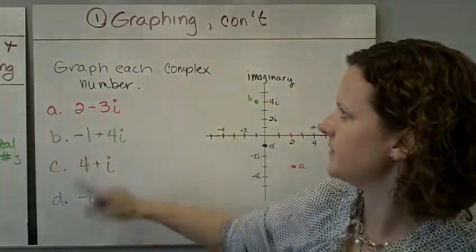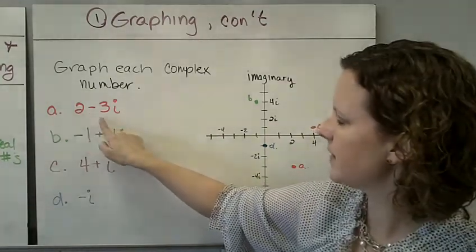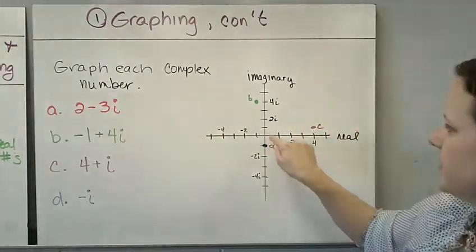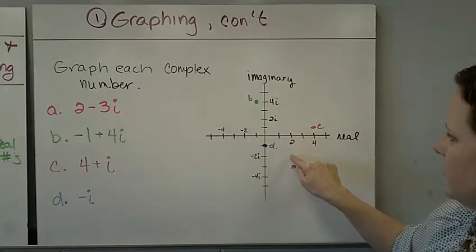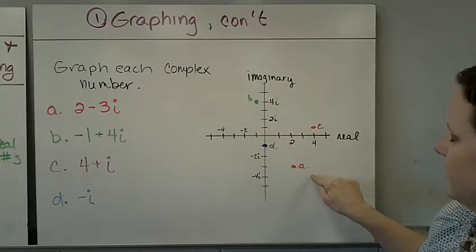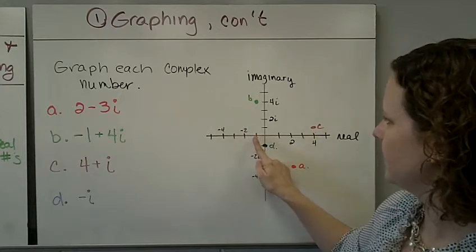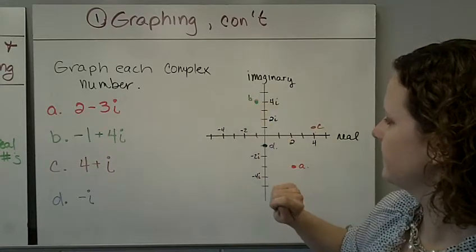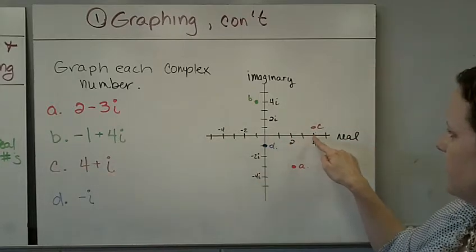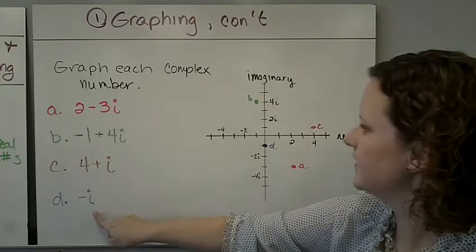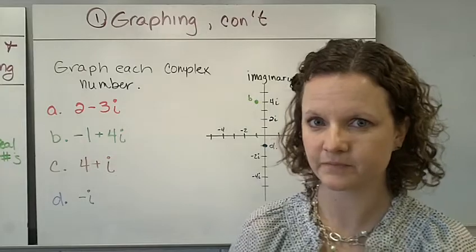Okay, let's try 4 examples. Graph each complex number. I have the plane right here. A: -2 minus 3i. So if I come over here, we always start at the origin. I'm going to go -2, then down 3i. And there's A. B, -1 plus 4i. -1, then 1, 2, 3, 4i. C, 4 plus i. 1, 2, 3, 4, then 1. And D, -i. It really is that straightforward.